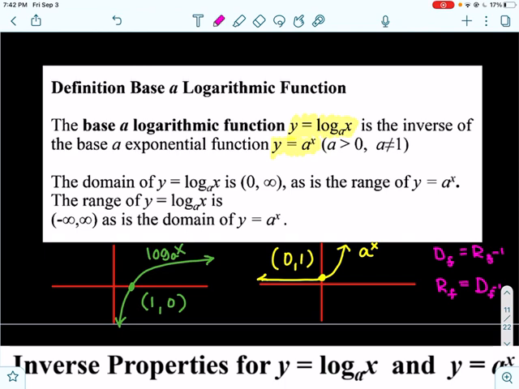And you can see the two functions there, where the log is only increasing, but it's concave down, where a to the x is only increasing, but it's a concave up graph. You notice the other point, (1, 0) on the logarithm, (0, 1) on a to the x.